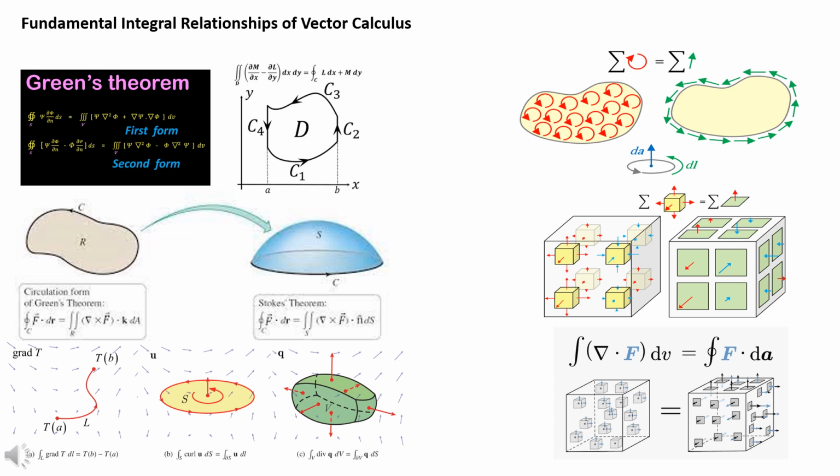First form, circulation form. This form connects the line integral of a vector field around a closed curve to the integral of the curl of the field over the area enclosed by the curve. It states that the circulation of the vector field around the boundary is equal to the sum of the rotational effects, the curl, over the region.